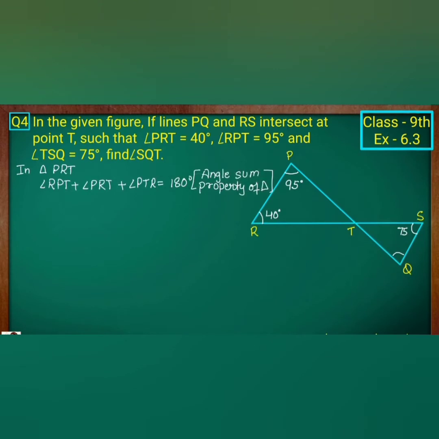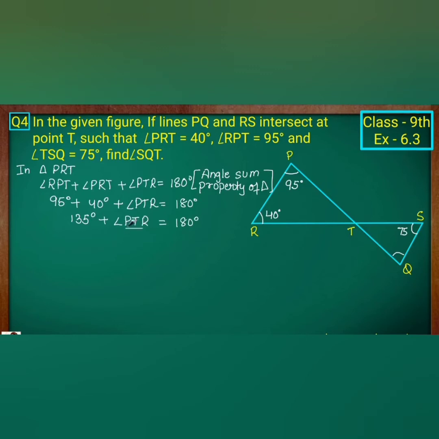Next, we can substitute the given values in this property. You know that very well the value of angle RPT and angle PRT. So just substitute those values in the angle sum property. So 95 degree plus, what's the value of angle PRT? 40 degree plus angle PTR equal to 180 degree. So students, you can find the value of angle PTR from this step easily. So first you just add 95 degree plus 40 degree, equal to 135 degree, plus angle PTR equal to 180 degree.